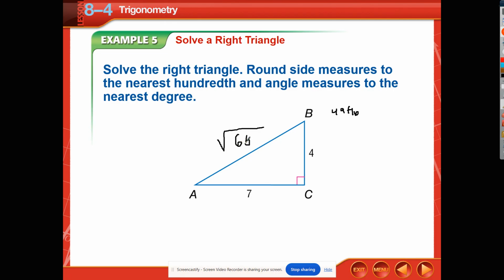So the hypotenuse is the square root of 65. I don't think that simplifies because that's 5 times 13, so we'll just leave that there. So there's my side length. And then I just need to find both angles.